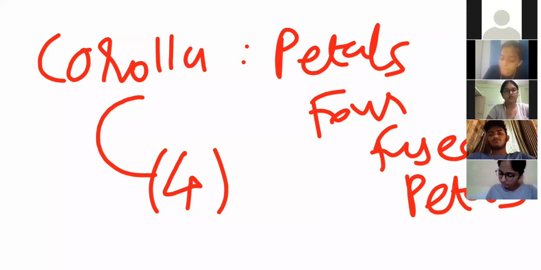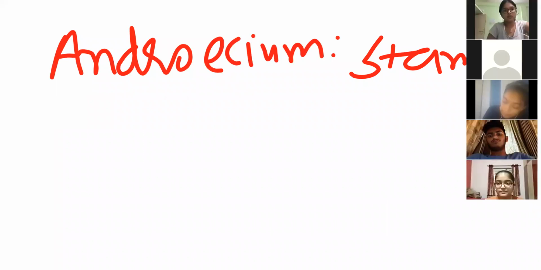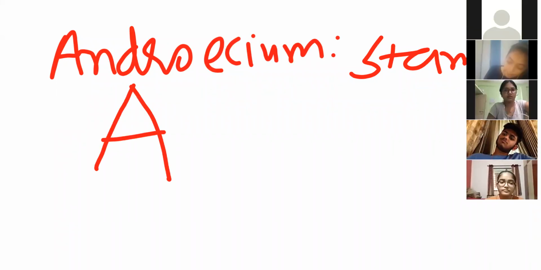Next whorl of the flower, can you tell me, inner to the corolla? Gia. Ma'am, androecium. And unit? Stamen. Very good. Androecium, unit we call the stamen. So androecium we write in the formula as capital A. Right? Capital A.